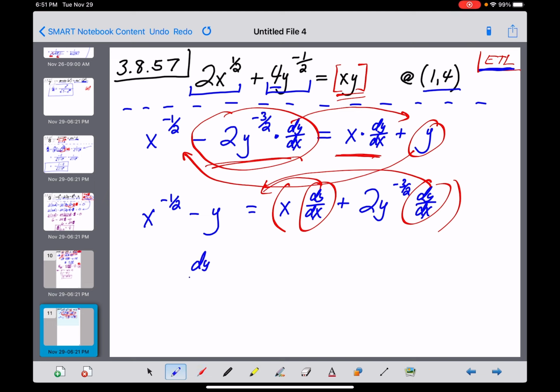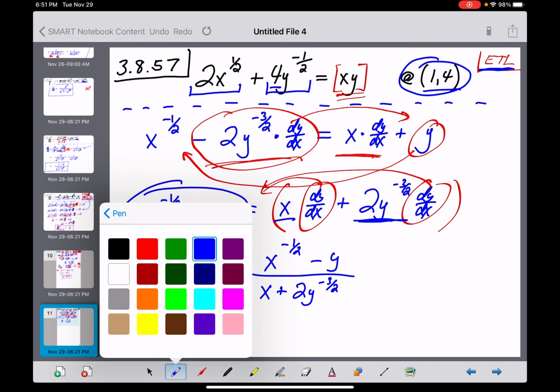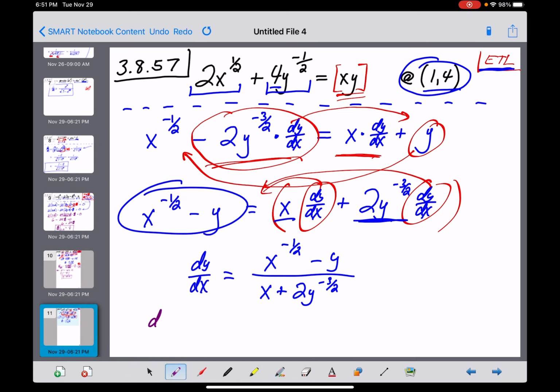So here's what I think we've got, guys. dy/dx will equal, this left side now becomes my numerator, x to the negative 1/2 power minus y, and we're dividing by what's left over after we pulled out the dy/dx. So that's going to be x plus 2y to the negative 3/2 power. Now that's a little bit ugly, guys, but it's time to go ahead and start evaluating that to come up with the slope of our tangent line. So dy/dx evaluated at the ordered pair (1, 4) equals, let's see where that gets us.